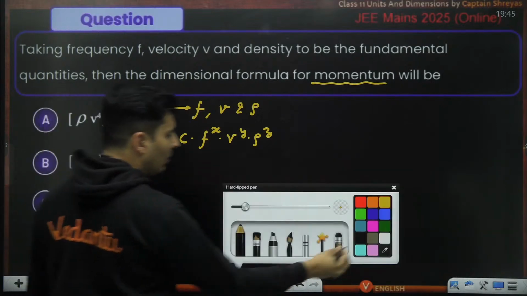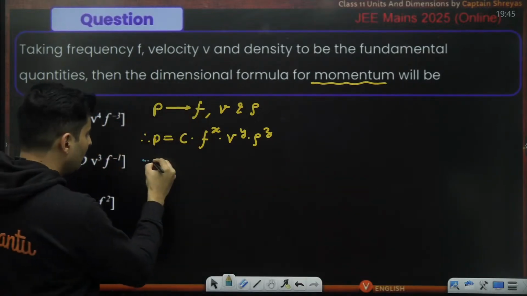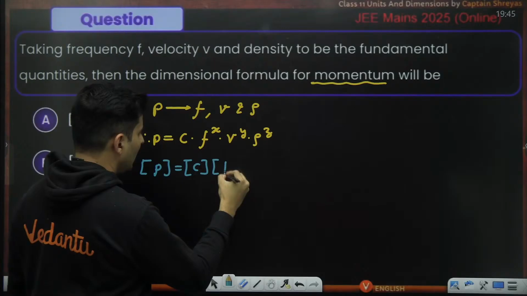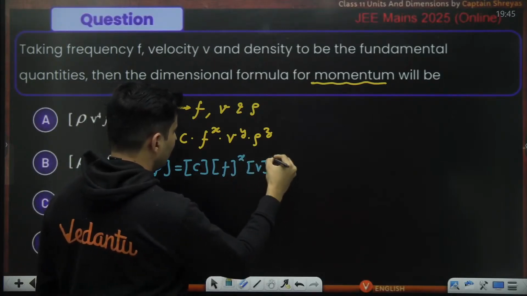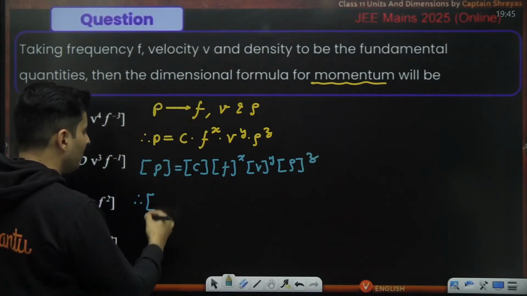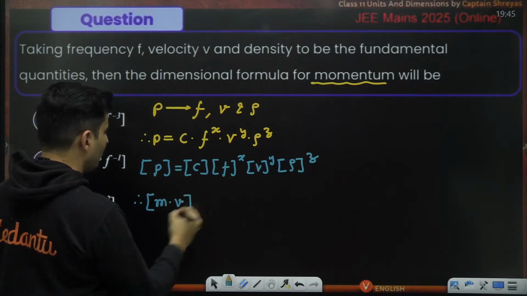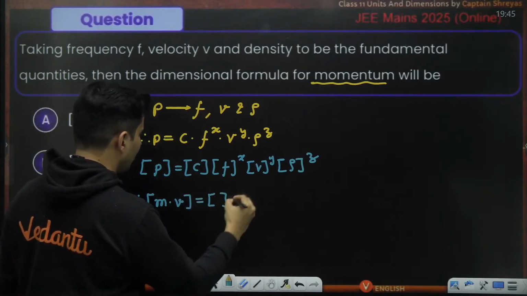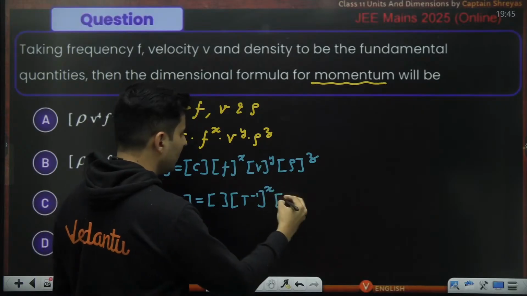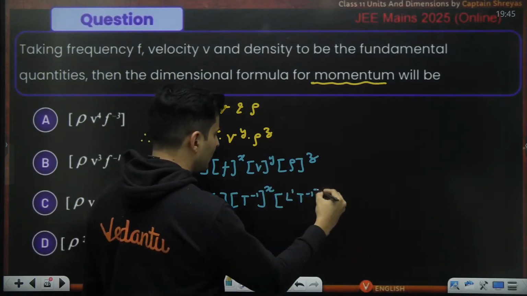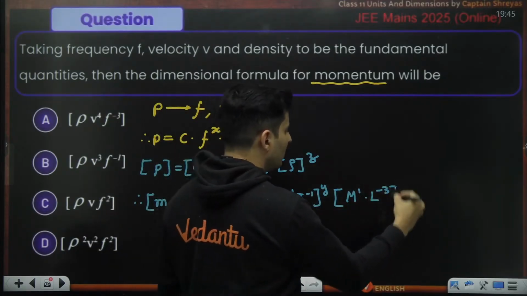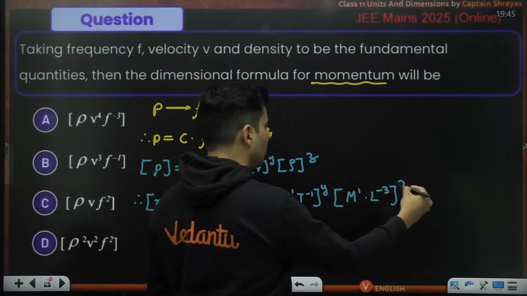No harm in that. Now by using the concept of dimensional consistency, both sides dimensions should be the same. So dimension of P will be dimension of C, which is dimensionless, dimension of frequency raised to X, dimension of velocity raised to Y, and dimension of density raised to Z. Now comes the crazy part. P is momentum, which is mass into velocity. C is dimensionless, forget about it. Frequency is 1 by time, so it will be T raised to negative 1 whole raised to X. Velocity is meters per second, so length raised to 1, T raised to minus 1 whole raised to Y. Density is mass per unit volume, so mass raised to 1, volume is length cube, so L raised to minus 3 because it is divided, whole raised to Z.